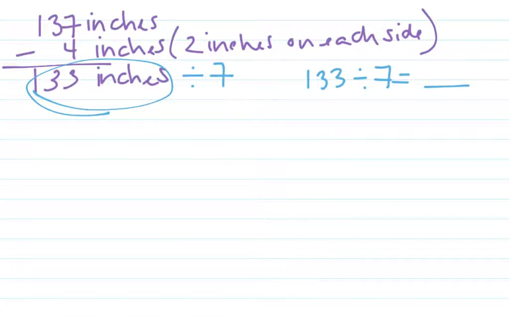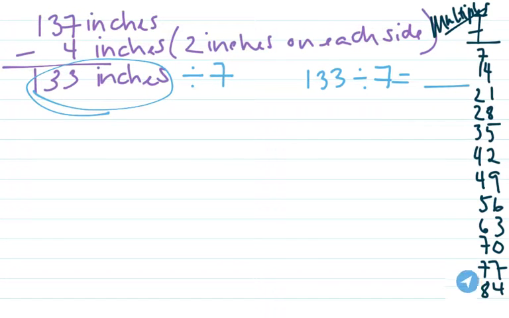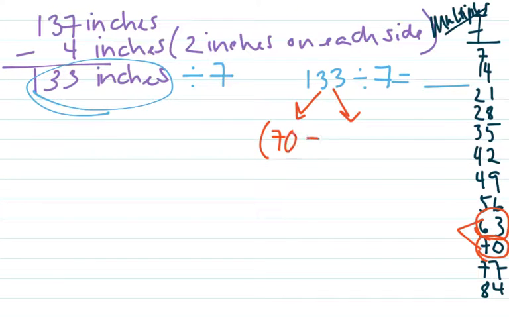So what I did was I wrote the multiples of 7 because we're going to take 133 and break it up into two smaller numbers. If I look on my multiplication chart, I see 70 and I see 63. I know if I add those two numbers up, I would get 133. So I'm going to break down 133 into 70 plus 63 divided by 7. It's much easier to do two smaller division problems at this level than do one larger division problem.